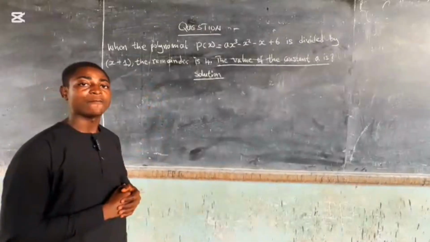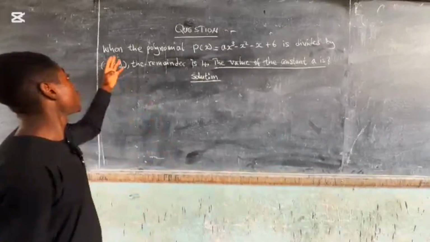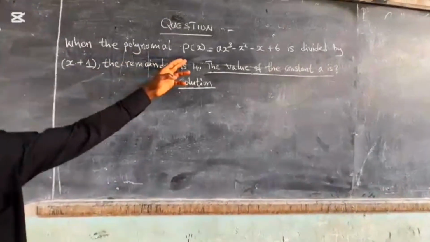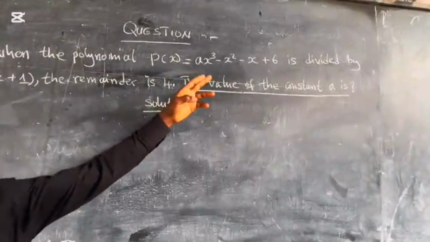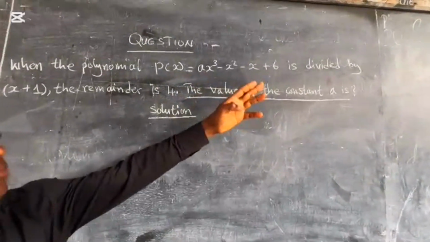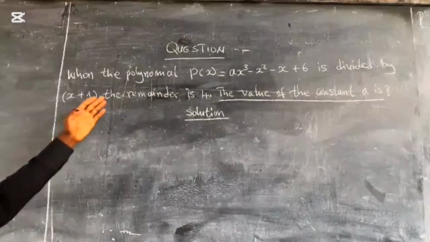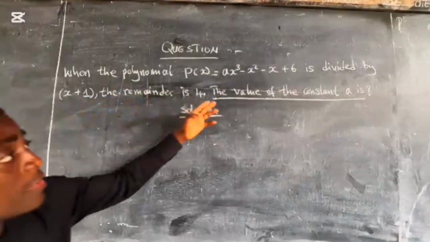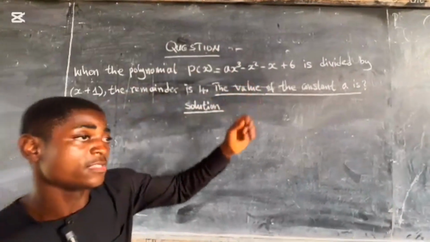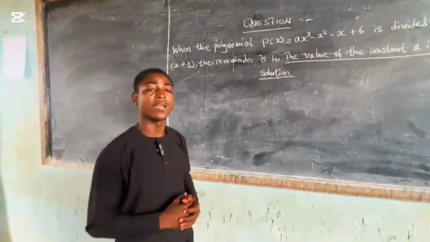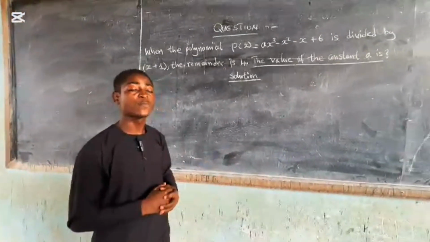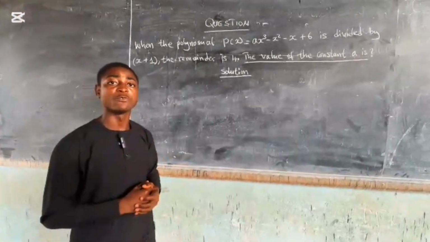On the board we have our problem which reads: when the polynomial p of x equals ax cubed minus x squared minus x plus 6 is divided by x plus 1, the remainder is 4. The value of the constant a is. Our task here is to find the value of a, and this problem is ideal for applying the remainder theorem.